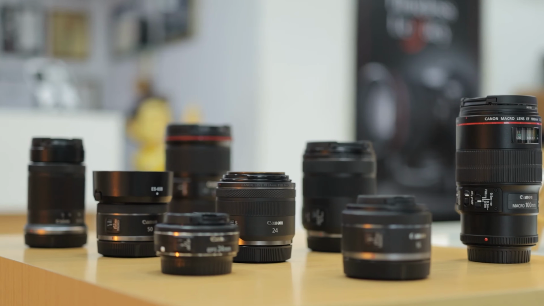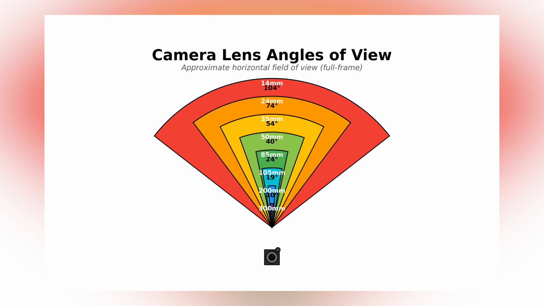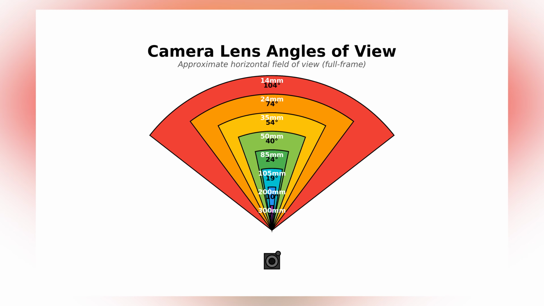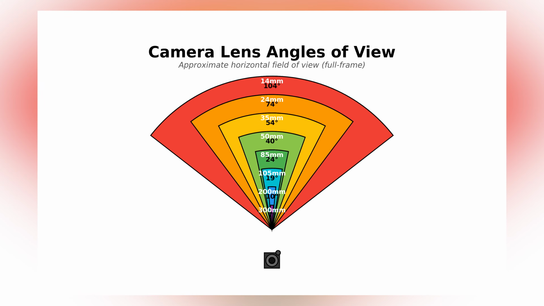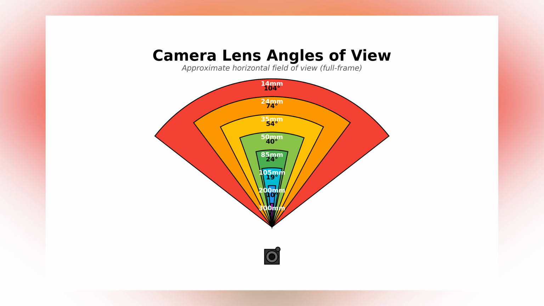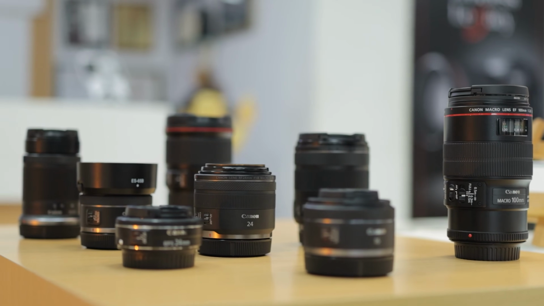Focal length is basically how far the light travels inside your lens to reach the sensor. It's measured in millimeters like 24mm, 50mm or 200mm. Shorter focal lengths like 16mm or 24mm give you a wider angle of view. They see more. Longer focal lengths like 100mm or 200mm give you a narrower angle of view and they zoom you in.